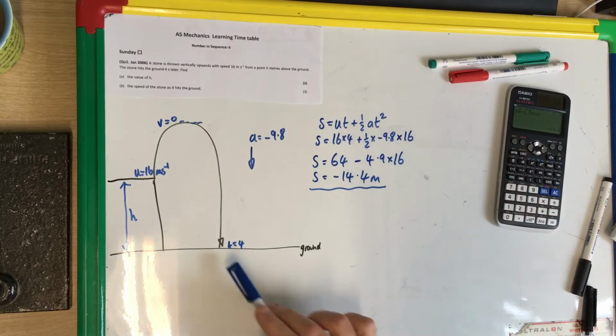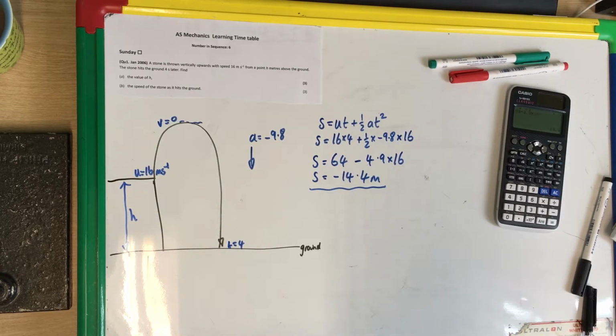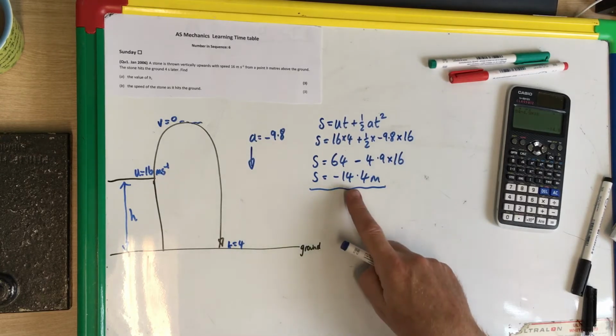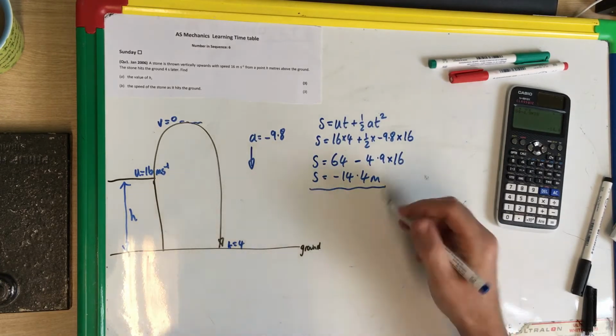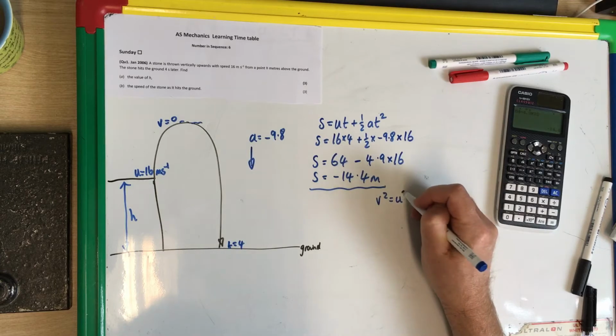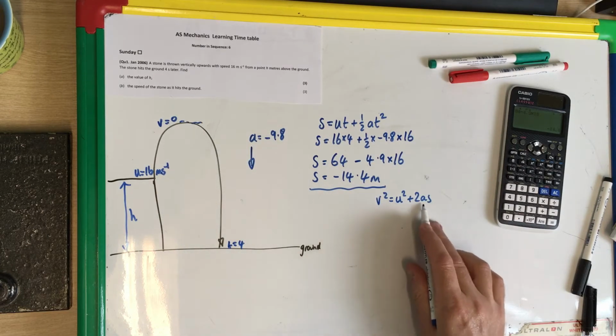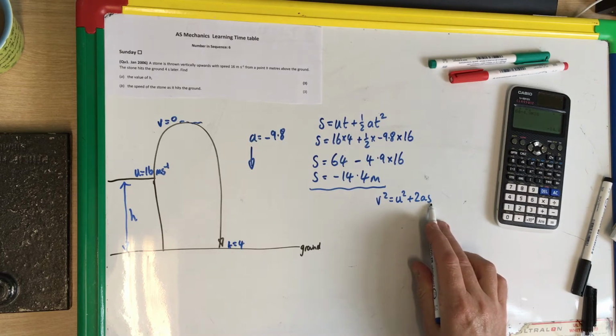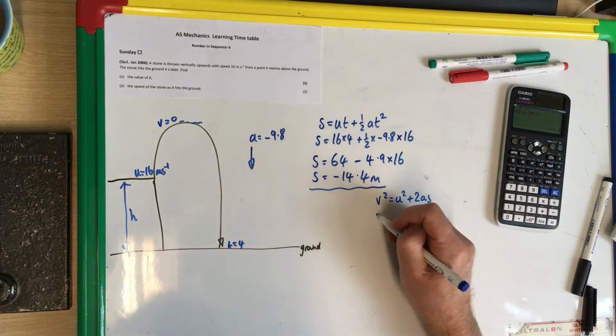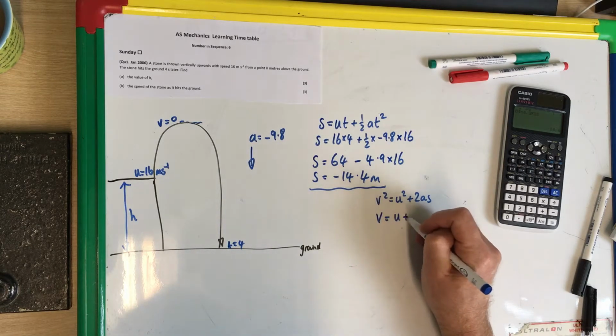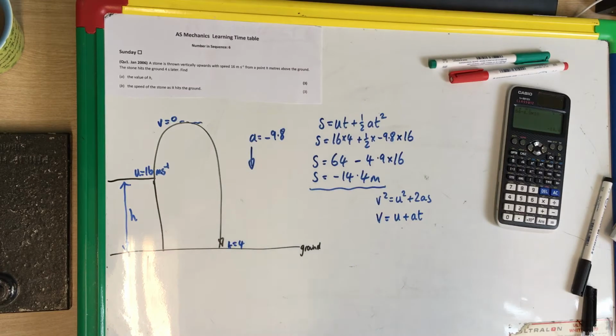And the speed when it hits the ground, we've got so much information now, we can use all sorts. We can put S into one of the formulas as -14.4 and find the velocity when S is -14.4. So we could use V squared equals U squared plus 2AS. We've got the acceleration, we've got the displacement as -14.4, we could put it in. A simpler formula actually is V equals U plus AT. I'm going to use that one.